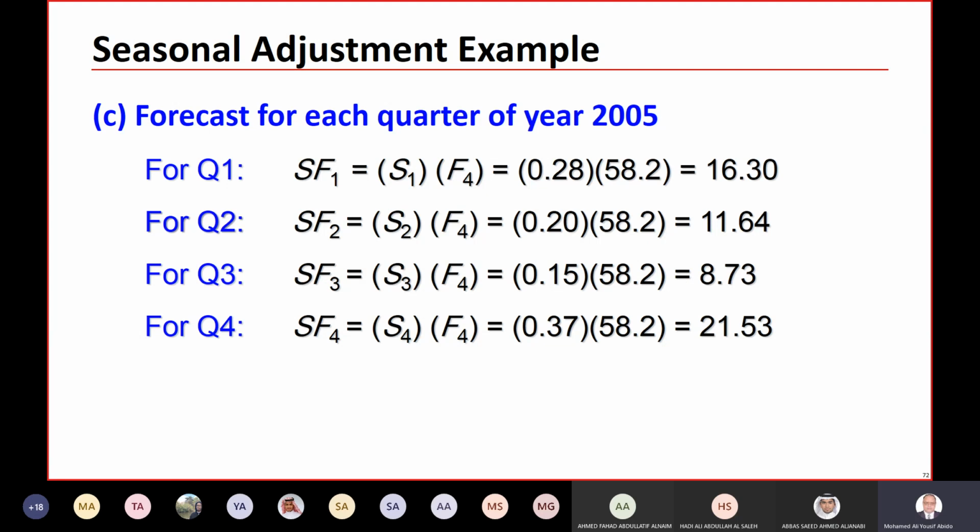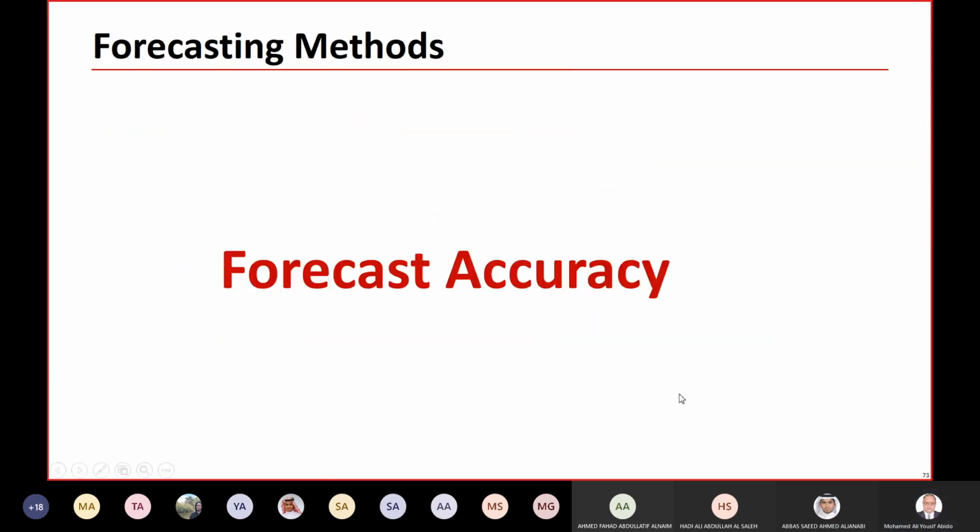So by this the example is done. Do you have any question? Otherwise we move to how to evaluate the accuracy of the forecast. Any question? Okay, let us move to forecast accuracy.